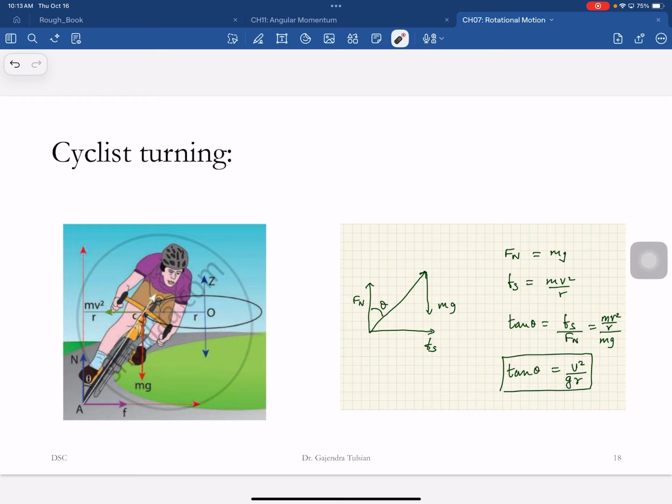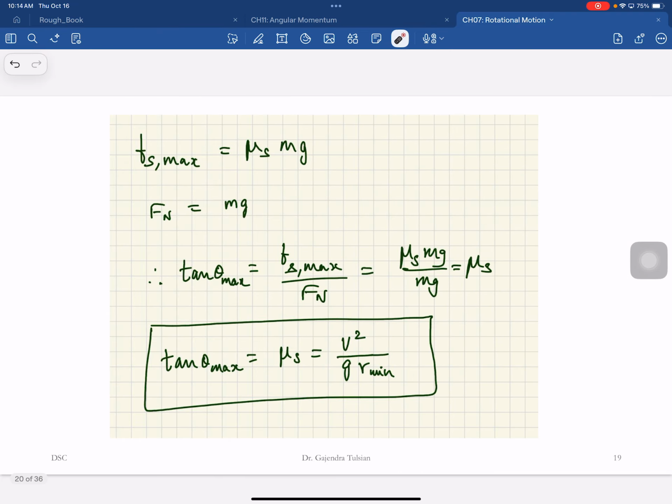So now the question is, what is the maximum angle you can lean at? The maximum angle you can lean at is mu s times this. That's the stickiness of the tires, and so the maximum angle is this divided by that. So the maximum angle you can lean at depends on the stickiness of the tire, which determines the maximum speed you can go at or the minimum circle you can go around. So this formula tells you the stickier your tire, the greater you can lean, and the faster you can go around the circle.